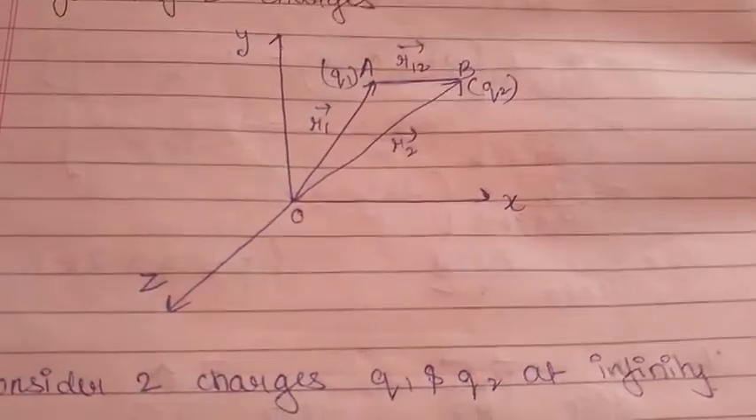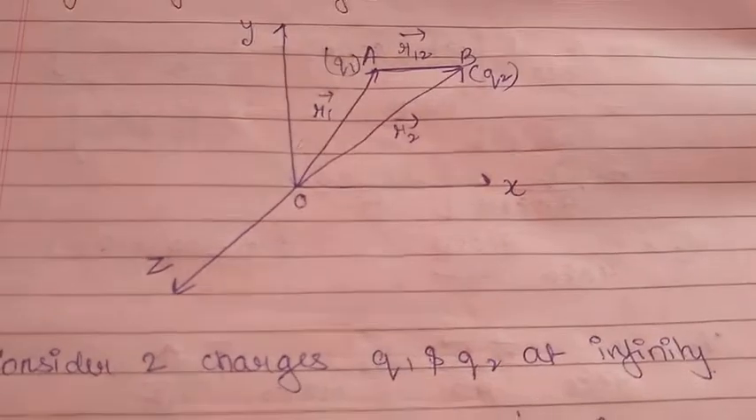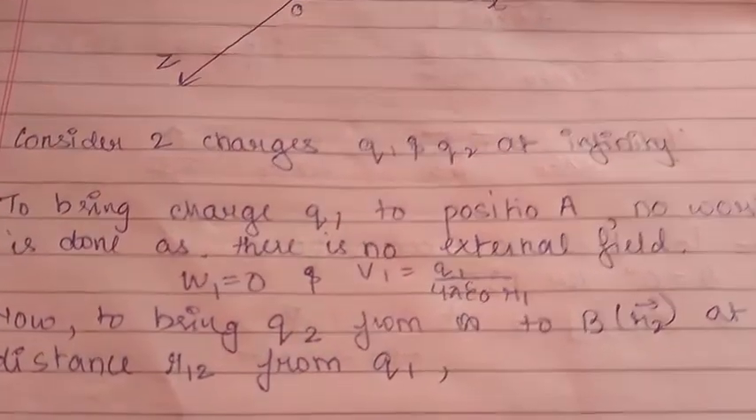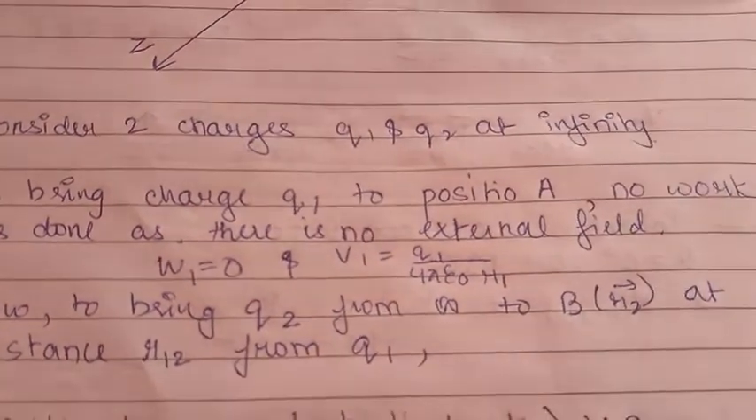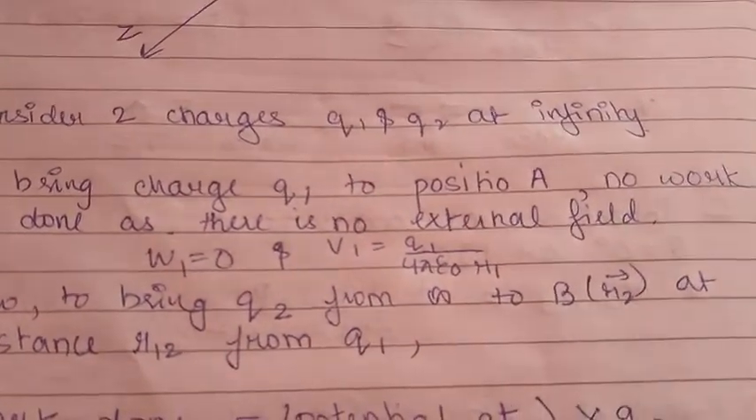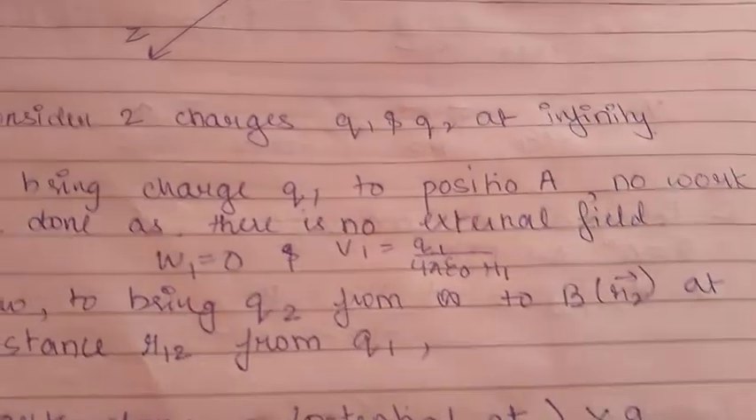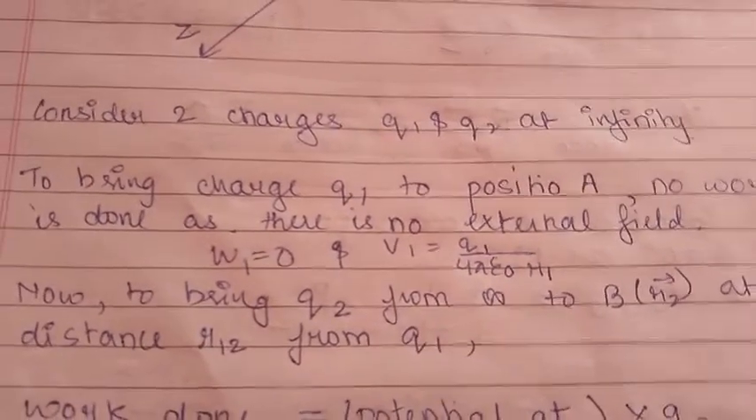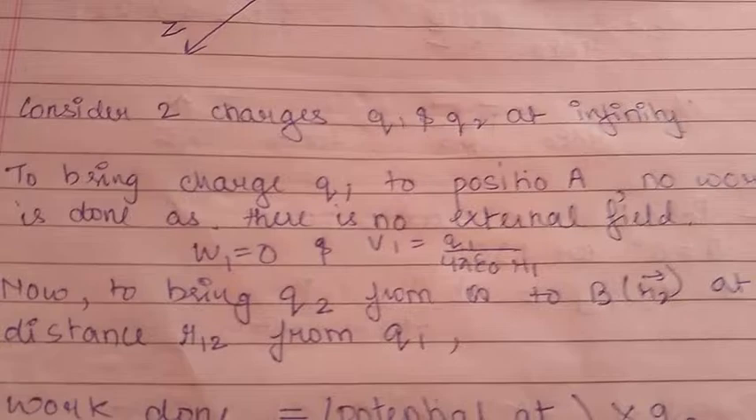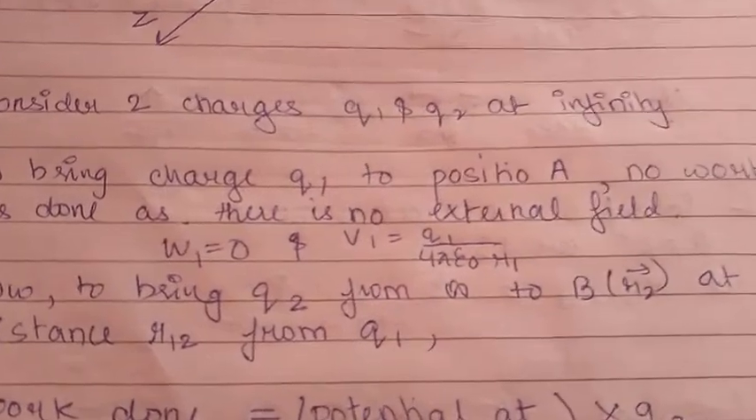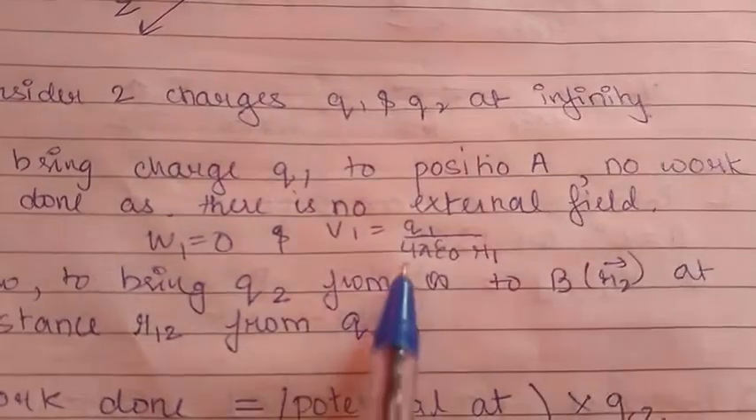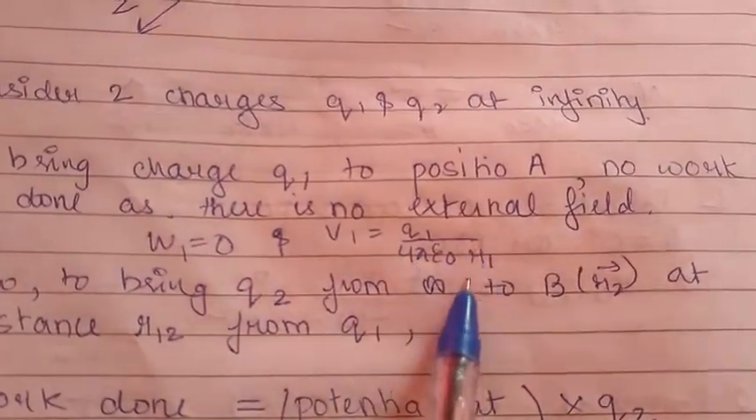So first of all, consider two charges Q1 and Q2. They are kept at infinity. Then to bring that charge Q1 to some position A where there is no external field, as there is no external field, the work done here will be 0. So to bring the charge Q1 to position A, no work is done because there is no external field. Now already Q1 is there. So the potential at that point due to Q1 will be given by this formula, that is 1 upon 4 pi epsilon naught Q1 by R1.